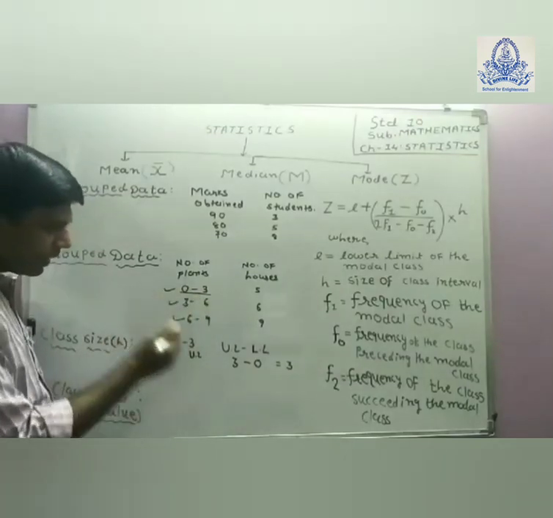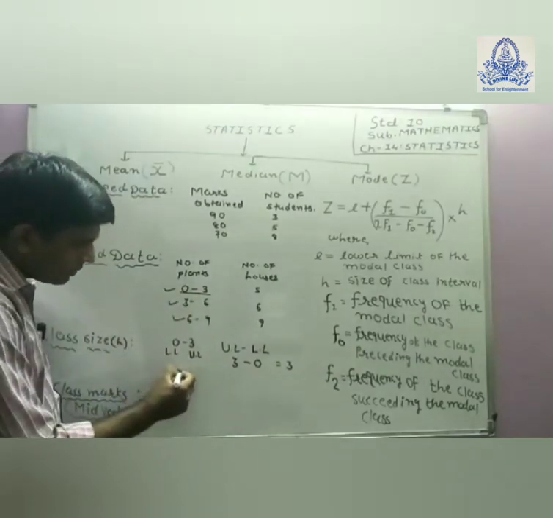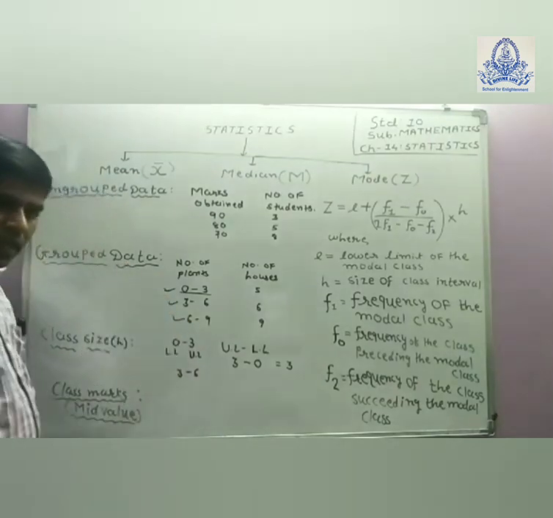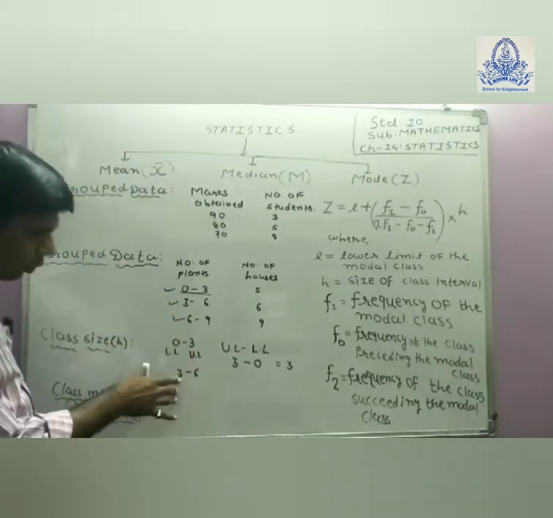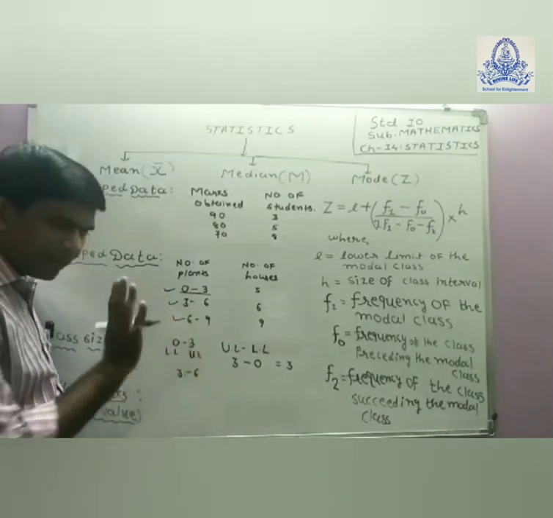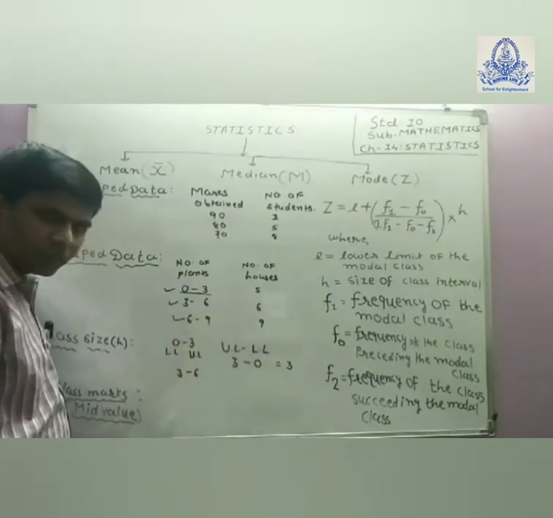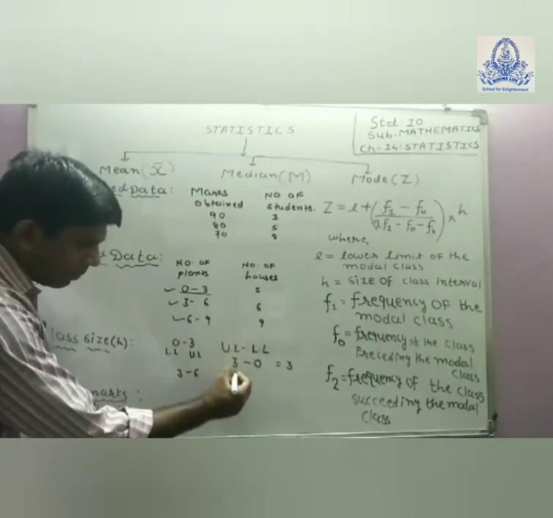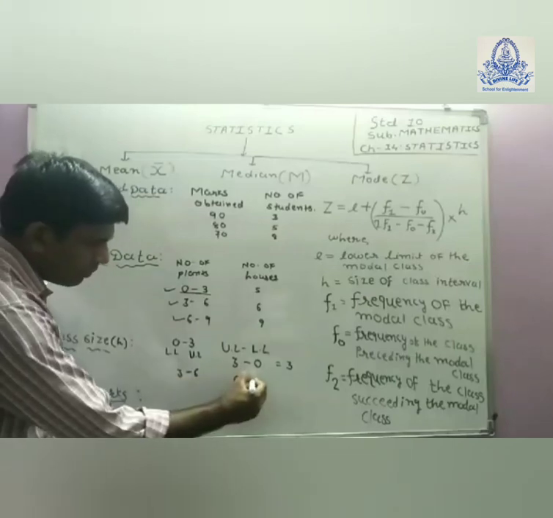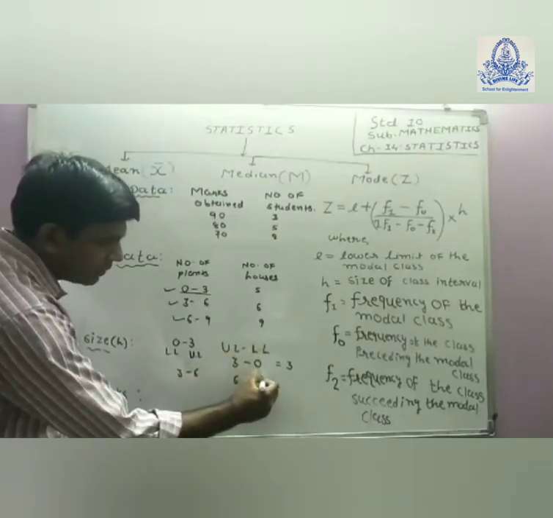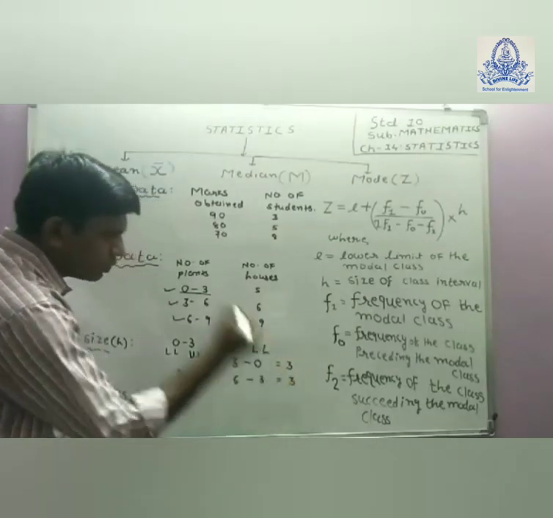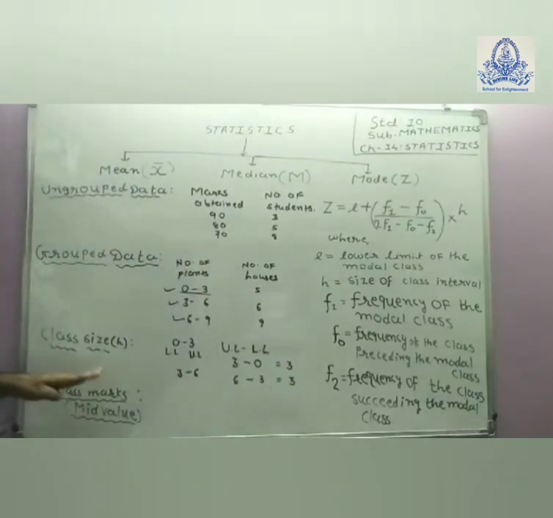Similarly, we can take another class, 3 to 6. In this class interval, lower limit is 3 and upper limit is 6. So by using this formula, we can find the class size. Upper limit 6 minus lower limit 3, so the answer is 3. So your class size is 3. In this way, you can find the class size. Class size is indicated by h.